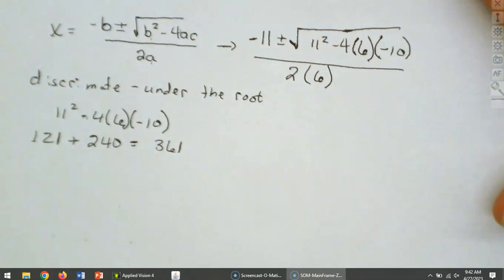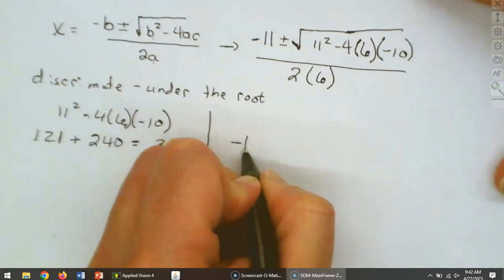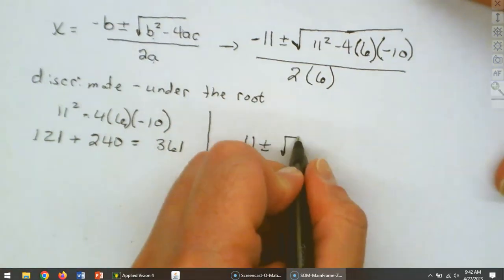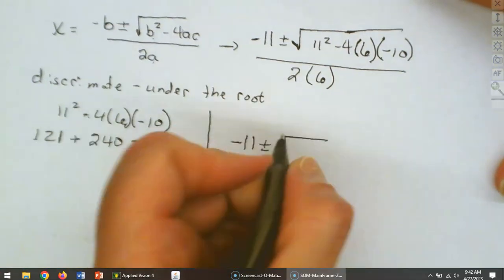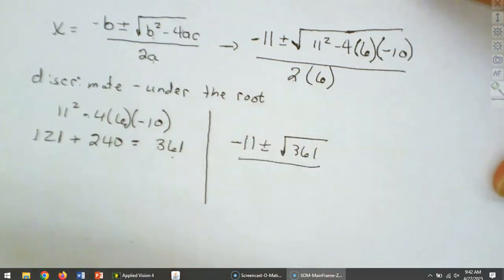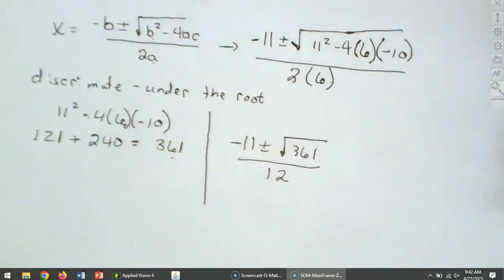So does everyone see what we're doing? You might want to pay attention if you're not, because it's very, very important that you understand how to use the quadratic formula. So now we have a negative 11 plus or minus what we just found was that 361. And what's down below is 2 times 6. 2 times 6, that makes it a 12.